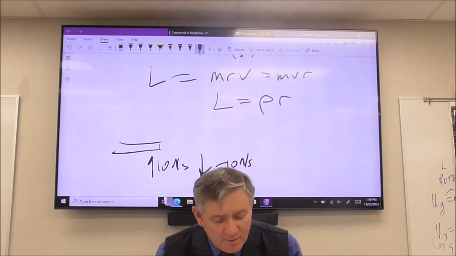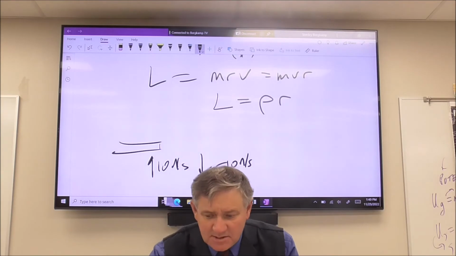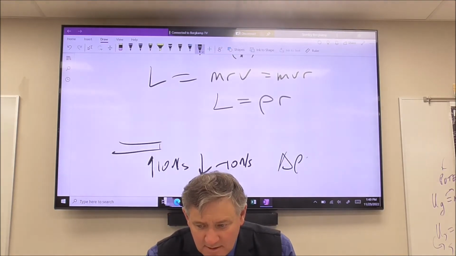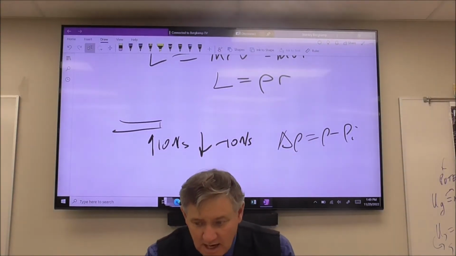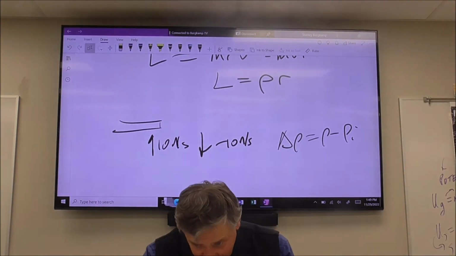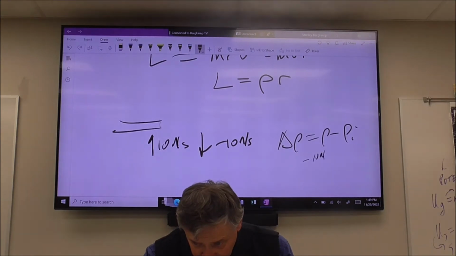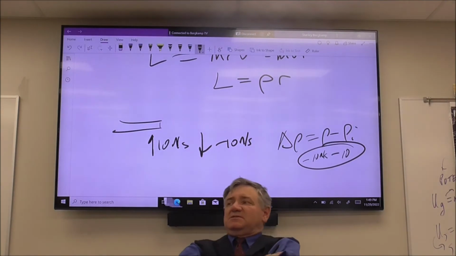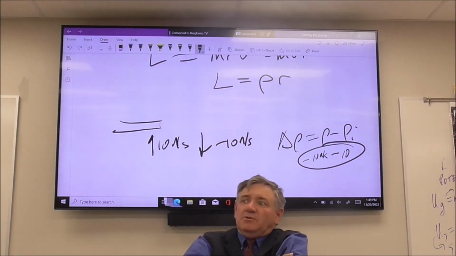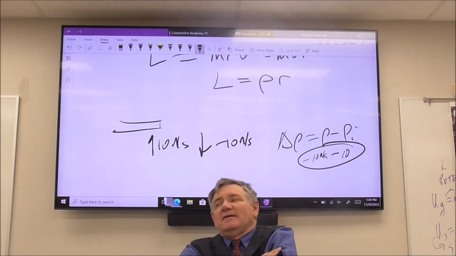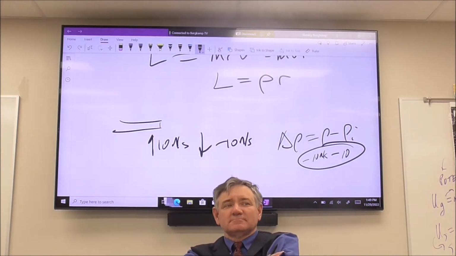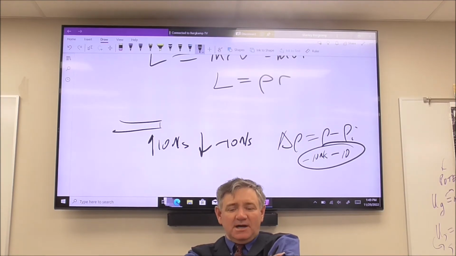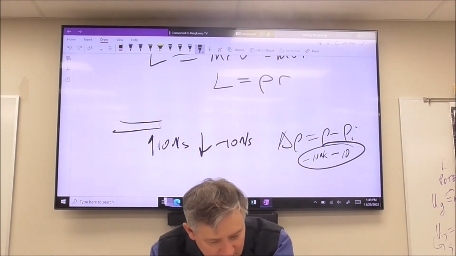Now, when you look at change in momentum, change in momentum is P final minus P initial. So basically, what does it do? It gets doubled because it's going to completely reverse directions. So keep that in mind when you answer number 5.